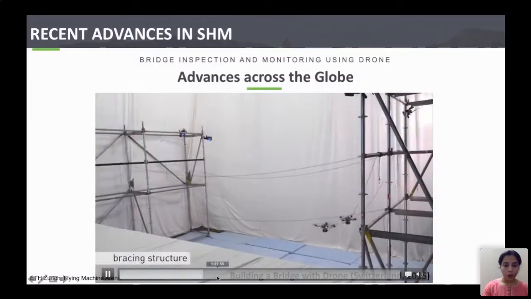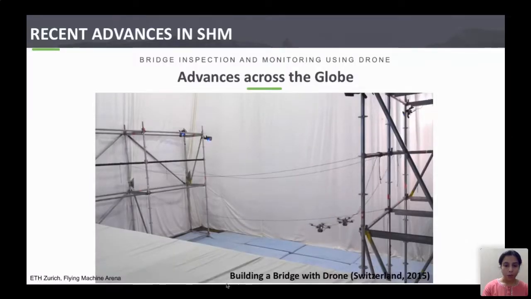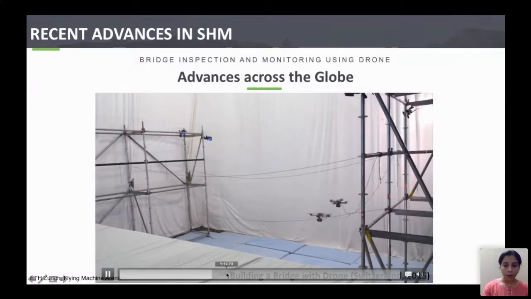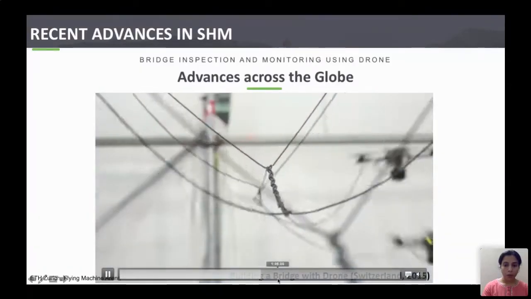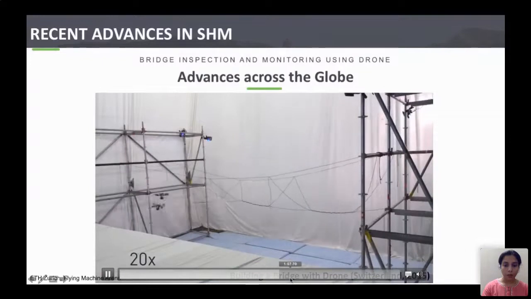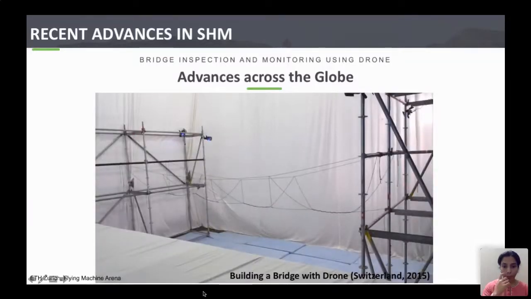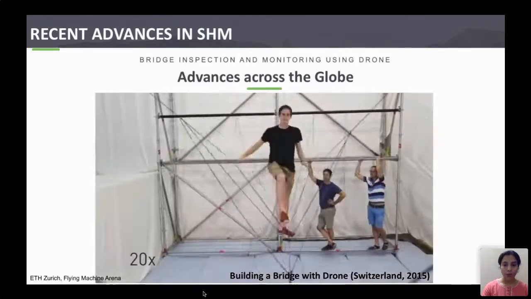So they are all computerized. Their movement is all planned. So this is how they are building the rope bridge. So it can take the load of a single person, this rope bridge, you can see.